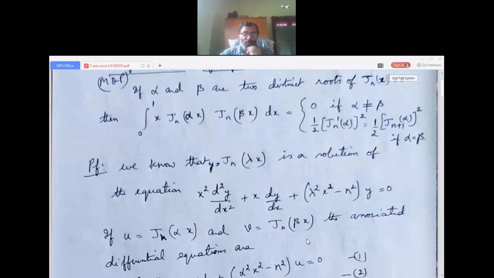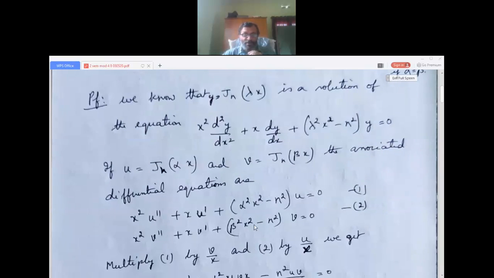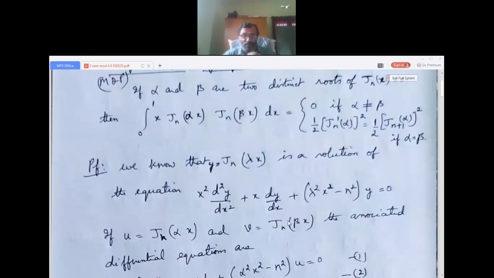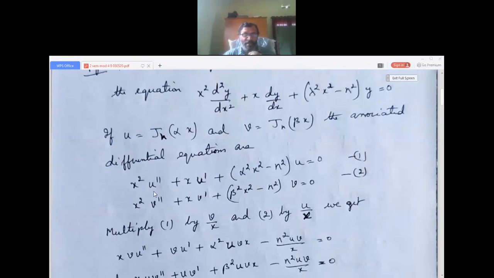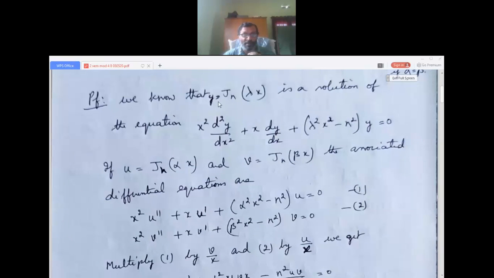Now we take two Bessel functions, there are two solutions, one for alpha, one for beta. So if u equals Jn of alpha x and v equals Jn of beta x, the associated differential equation will be, so here, see alpha x means here alpha x will come, beta x means here beta x will come. So that way, here it was y, so u, x squared u double dash plus x u dash plus alpha squared x squared minus n squared into u equals 0.